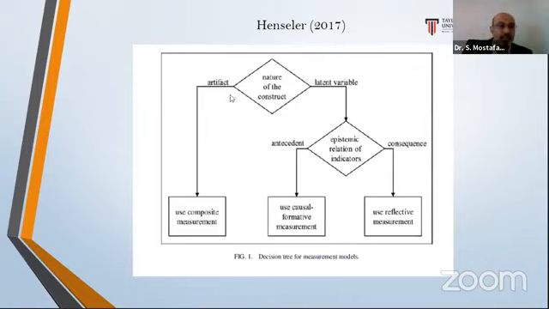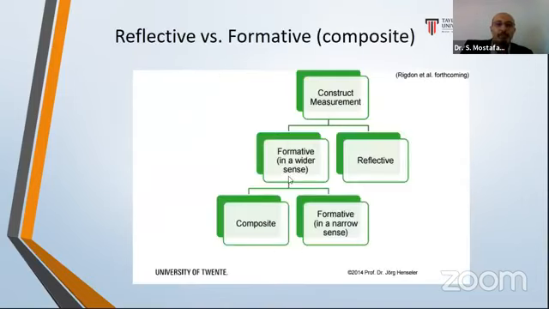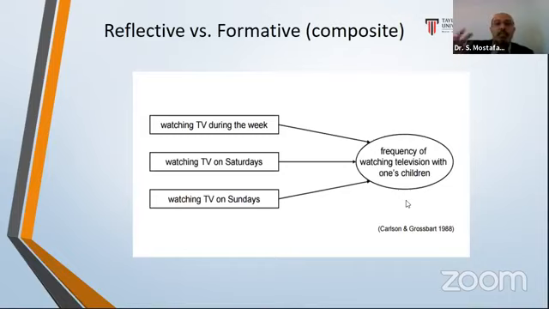We design the construct. For example, here, our construct is frequency of watching TV. We include 3 items to measure this construct: watching TV during the week, watching TV on Saturday, and watching TV on Sunday, because of the difference between these 3 times. So these 3 items can cover all times for watching TV. We can measure frequency of watching TV based on these 3 items. We don't have any error term. We design this construct based on these 3 items.